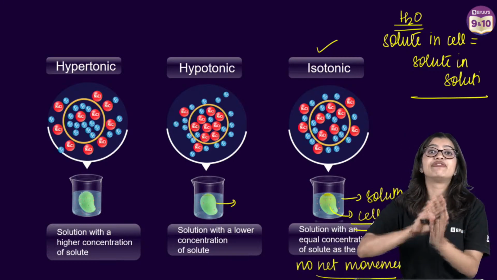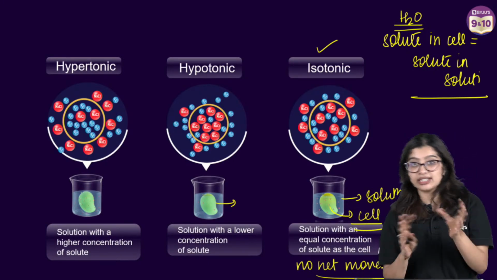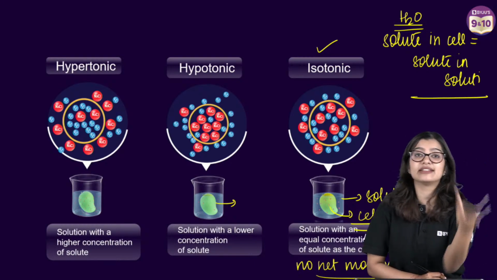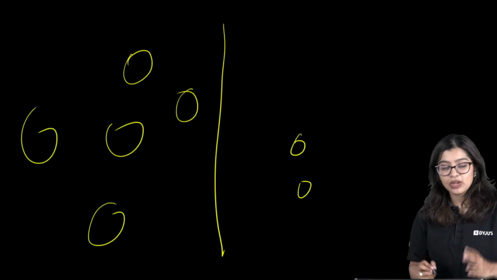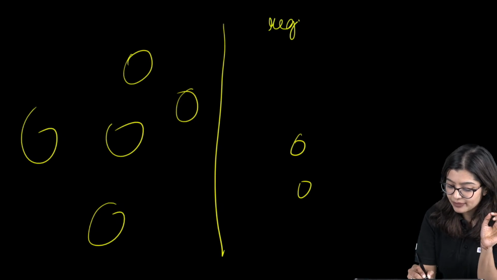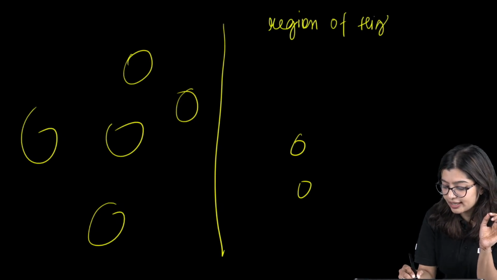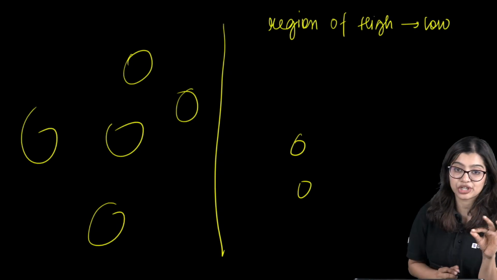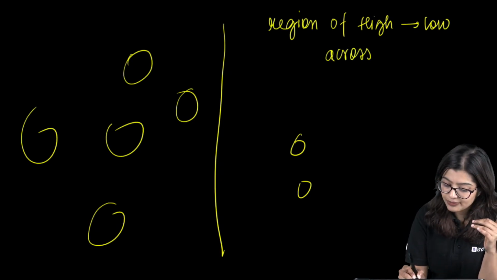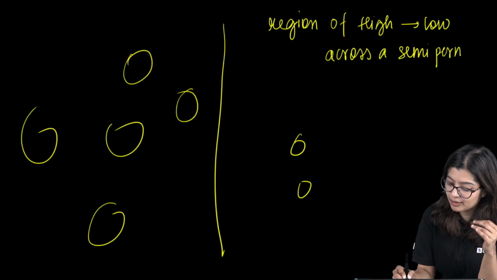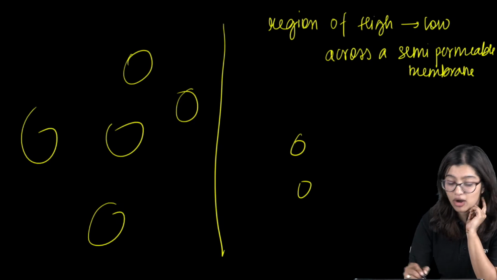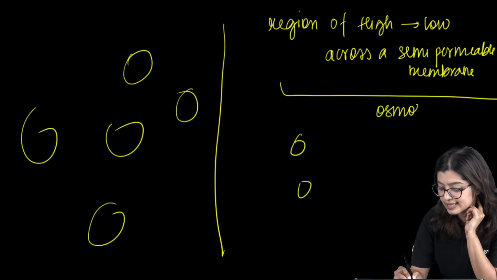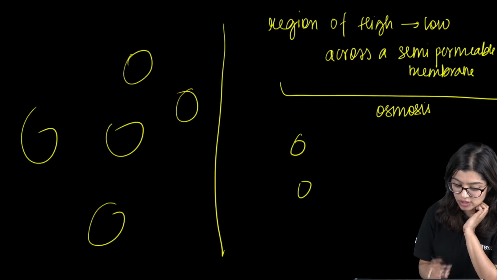But if there is a difference in solute concentration, there could be a difference in how much water is available. And we know that if somewhere there is more water and somewhere there is less water, what will happen? Water molecules will move from a region of higher concentration to a region of lower concentration, across a semi-permeable membrane. And what do we call this process? We call this process osmosis.